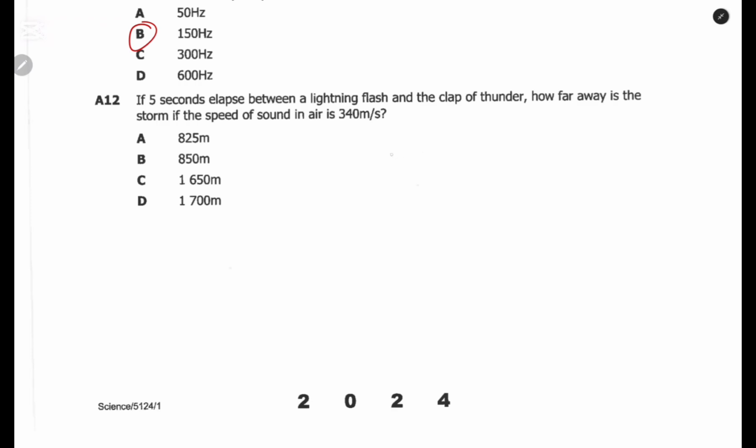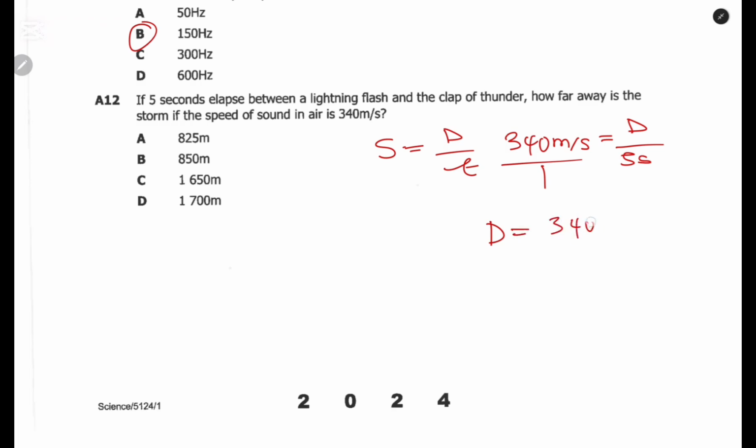So here, how far means we are looking at distance. To write the formula, speed is equal to distance over time. In this case, the speed is 340 meters per second, we are looking for distance, and the time is 5 seconds. So here you cross multiply. D therefore is equal to 340 meters per second multiplied by 5 seconds.